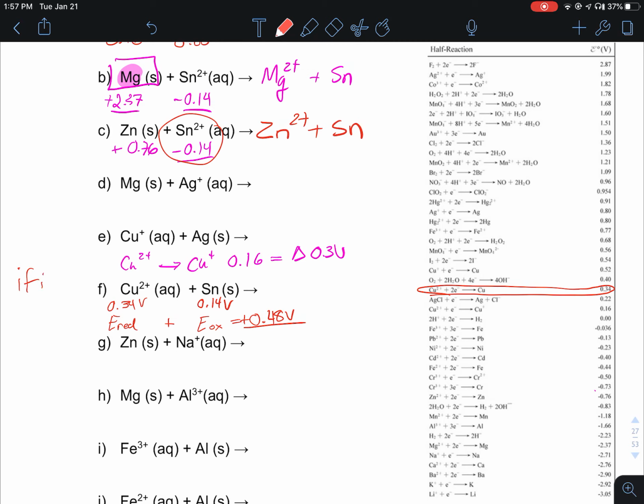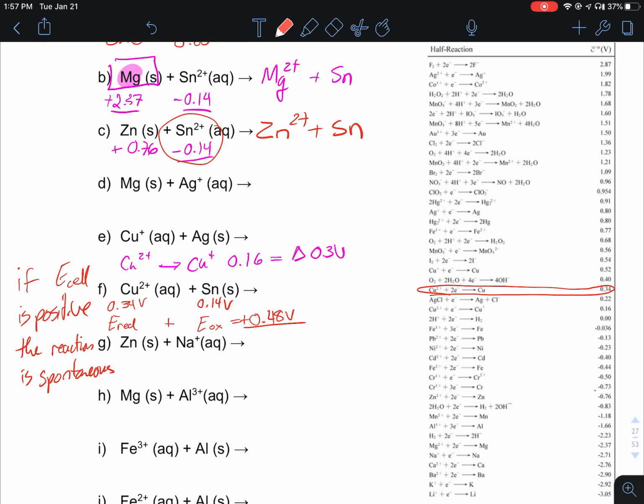So the sum of E, or the E of the cell, we'll just call it E cell. That's what we'll use when we do a voltaic cell. If the E cell is positive, the reaction is spontaneous.